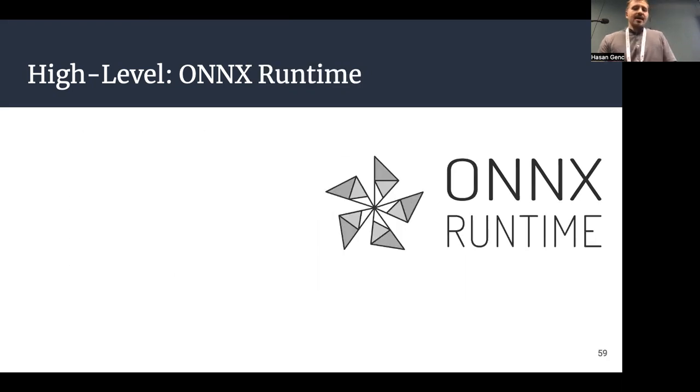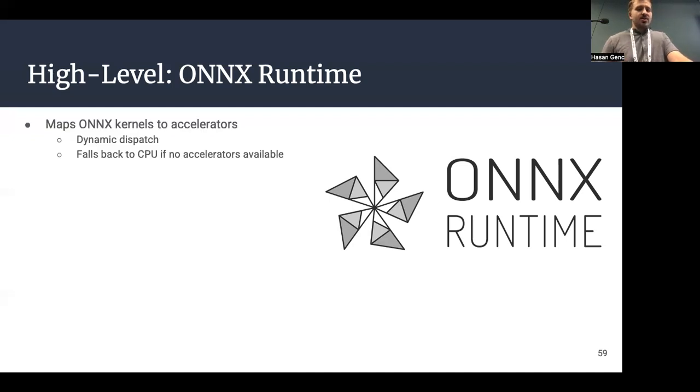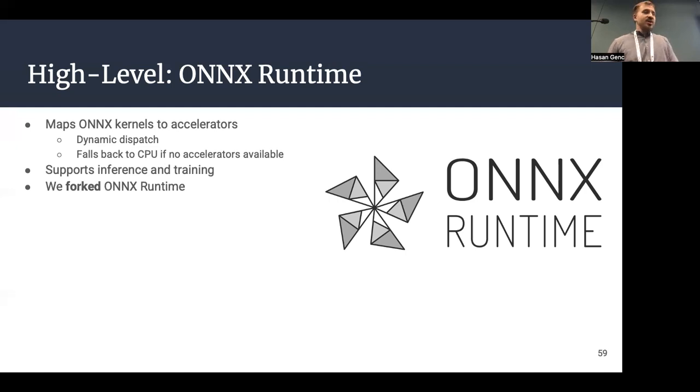And then after you've compiled these ONNX models, you can use this tool called ONNX Runtime to run them directly on our own accelerator. ONNX Runtime is not exactly a compiler, maybe more like an interpreter, which dynamically dispatches ONNX kernels to accelerators like Gemmini if they're available. If the accelerator has no implementation of that kernel, then it'll fall back onto the CPU in the worst case. Through ONNX Runtime, we support both inference and training workloads, and we're running on our own fork.